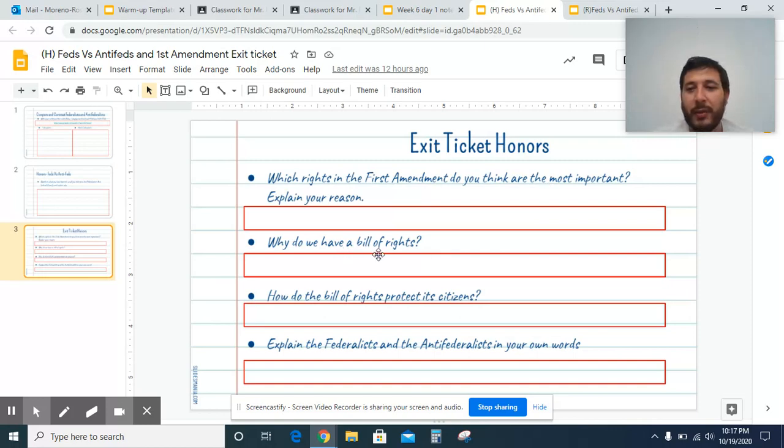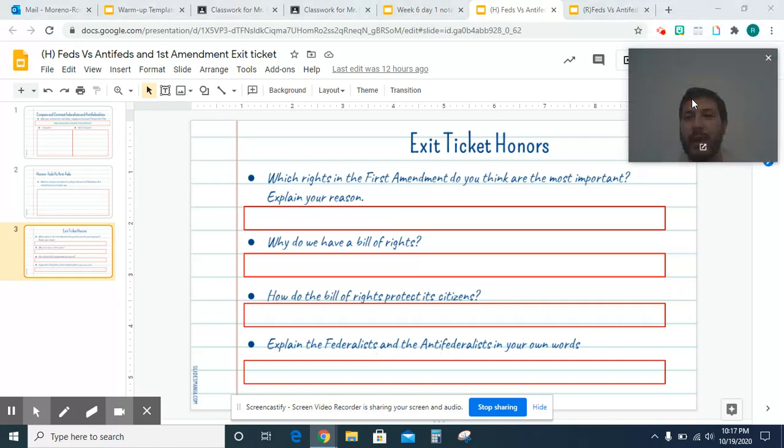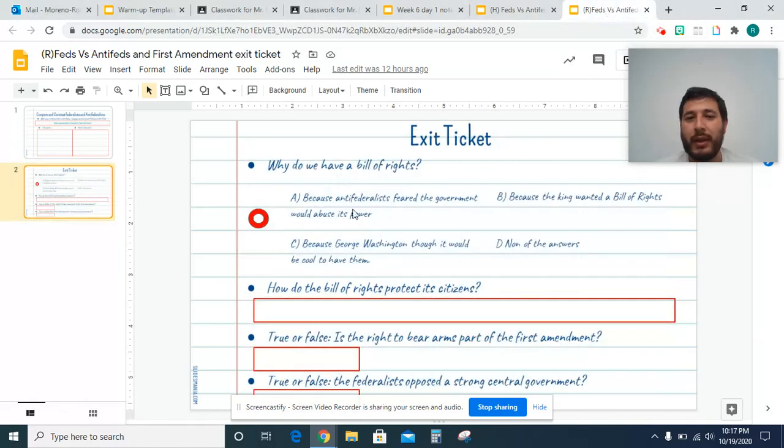Then why do you think we have the Bill of Rights? Okay, we just covered that. How do the Bill of Rights protect our citizens? And the last one, explain the Federalist and the Anti-Federalist in your own words. Okay, so I use a lot of terms that come from the Constitution, but change it to your own words. It shouldn't be that hard. Okay, and then the last one. This is for my regular classes.